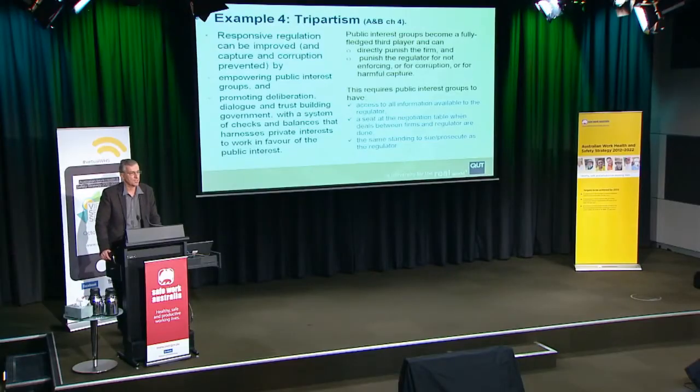And we also do it by promoting deliberation, dialogue, and trust-building government, where there's a system of checks and balances so that the third party, the private interests, come into the regulatory game and check on the public regulatory approach taken by the public regulator. So this is Ayres and Braithwaite's idea that private interests can be harnessed for the public good. Public interest groups become a fully fledged third player and can directly take action against the firm, and can take action against the regulator where the regulator doesn't enforce or is corrupted or is harmfully captured.